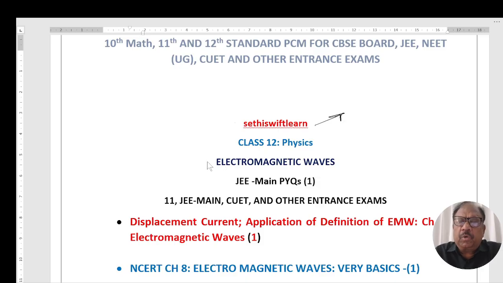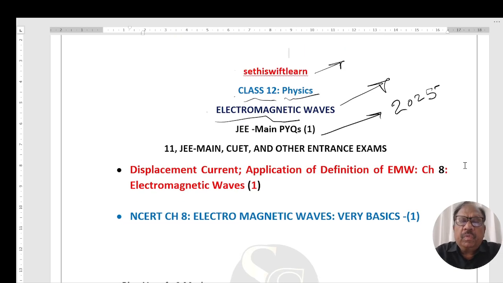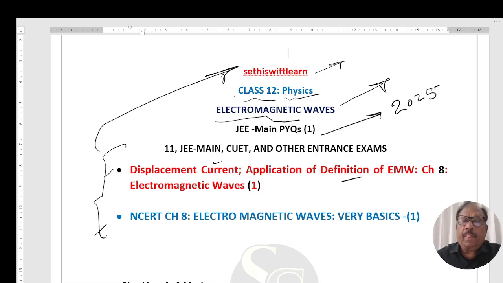In today's session of Electromagnetic Waves, class 12 physics, further concepts will be cleared through illustrations taken from JEE Main PYQs 2025. In an earlier session, we have gone through displacement current, its application, the definition of electromagnetic wave, and also the very basics of electromagnetic waves, which you can review on the YouTube channel Sethi Swift Learn.